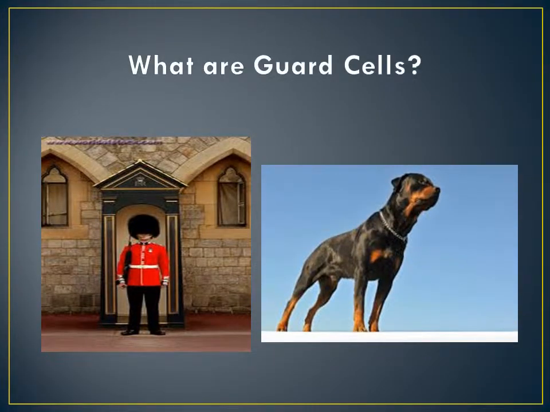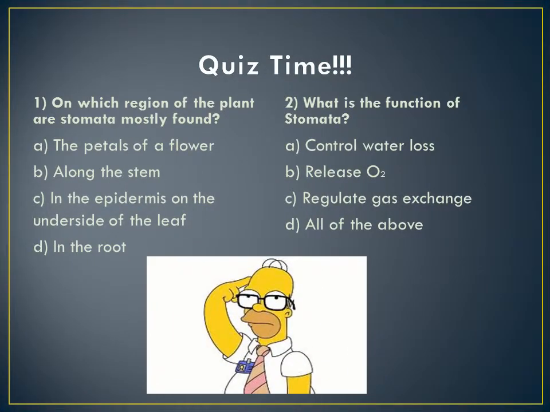So what are guard cells? But before you find this out, let's take a short quiz first. Question number 1. On which region of the plant are stomata mostly found? Is it A, the petals of a flower, B, along the stem, C, in the epidermis on the underside of the leaf, or D, in the root? If your answer is C, then you are correct. Stomata are mostly concentrated in the epidermis layer of the underside of the leaf.